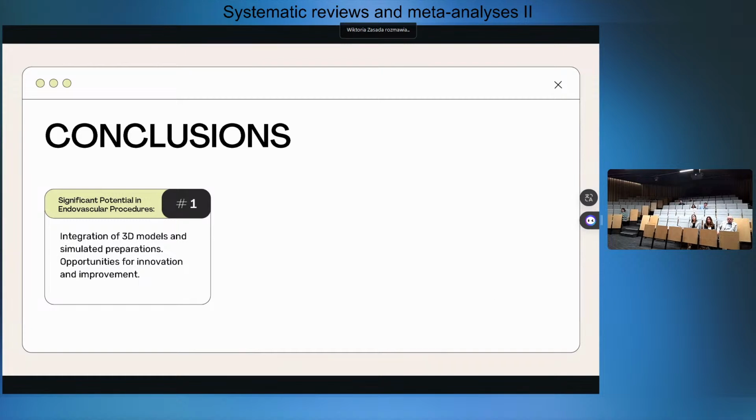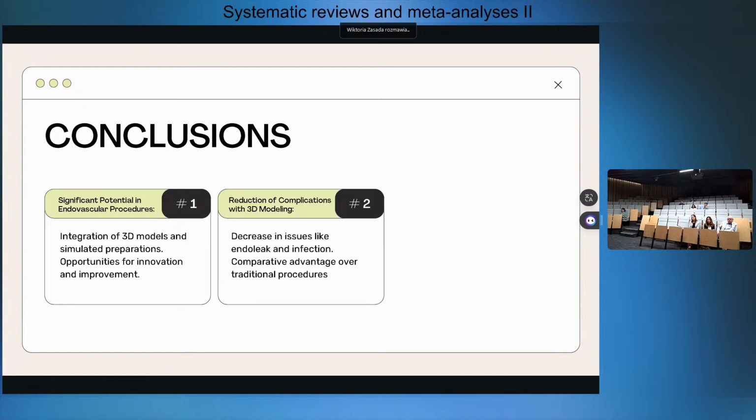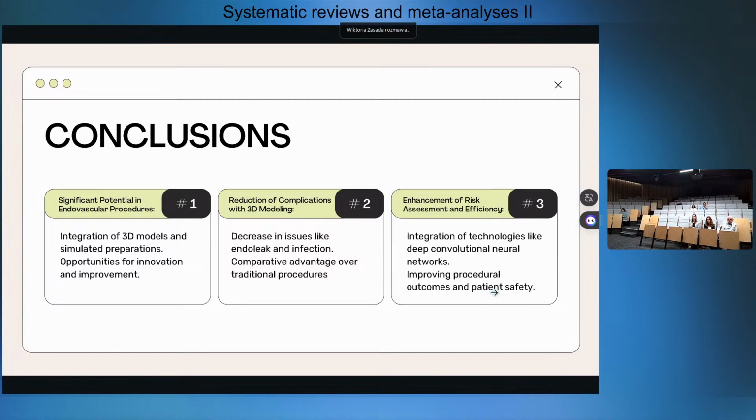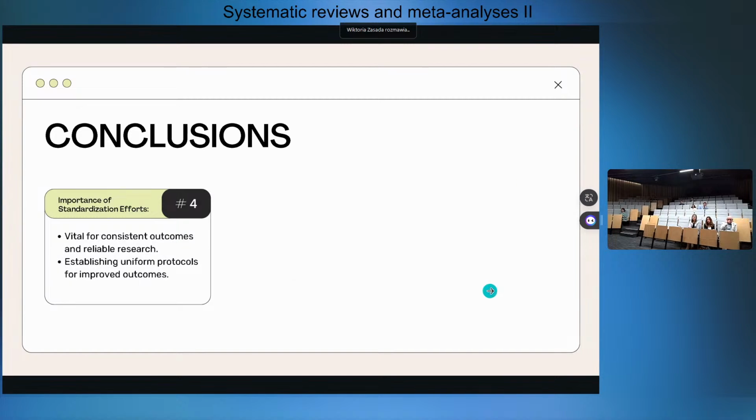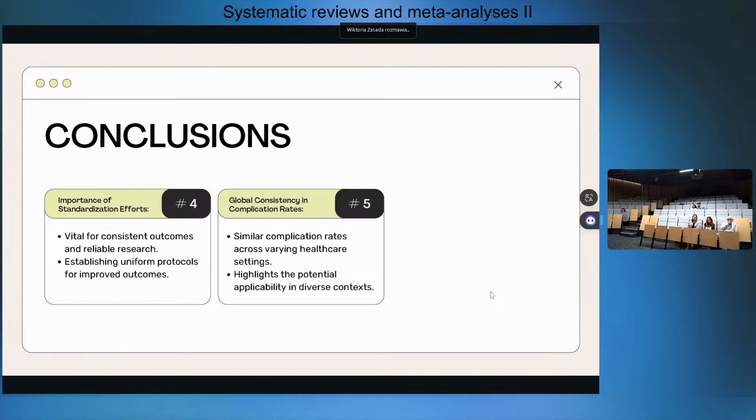In summary, our review underscores the significant potential of integrating 3D models in the endovascular procedures. Despite persistent issues like endoleak and infection, 3D modeling shows promise in reducing complications compared to traditional methods. Technologies like deep convolutional neural networks enhance risk assessment and procedural efficacy, improving patient outcomes. Standardization efforts are crucial for ensuring consistent outcomes and reliable research. While complication rates remain globally consistent across the healthcare settings, the scarcity of published research highlights the need for further exploration and collaboration in the field.